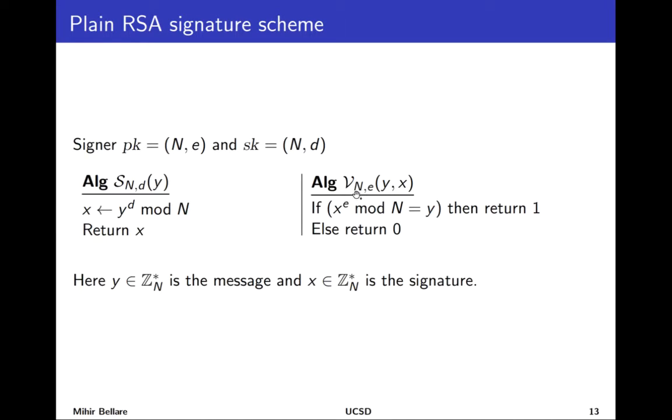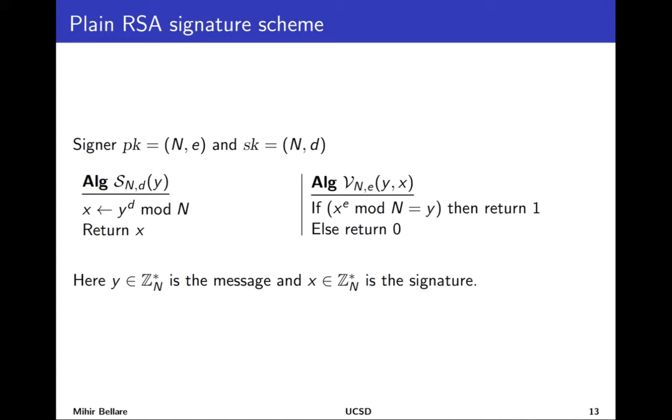Well, verification is only allowed to have the public key. It doesn't have the D, so it can't take the message and raise it to the dth power and check that it gets back the claimed signature. Instead, given message Y and claimed signature X, it encrypts the signature by raising X to the E mod n and checks if it gets back Y. And if so, it returns 1, otherwise 0.